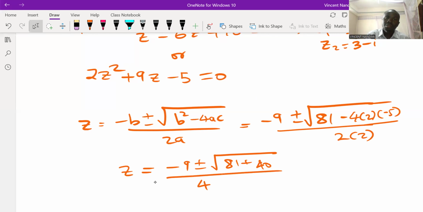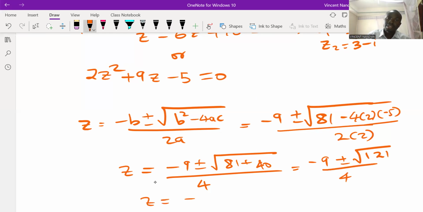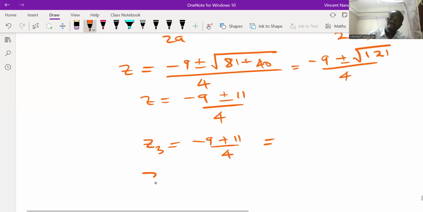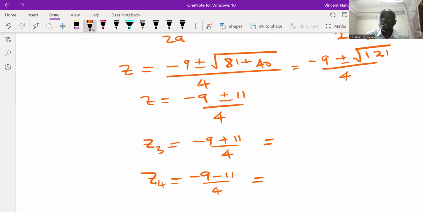divided by 4. So this is minus 9 plus or minus square root of 81 plus 40, which will give me 121, over 4. So z will be minus 9 plus or minus the square root of 121, which is 11, over 4. So z3 would be minus 9 plus 11 over 4. Then z4 will be minus 9 minus 11 over 4. So minus 9 plus 11 is 2 over 4, which will be a half. And then this will be minus 20 over 4, which is minus 5.